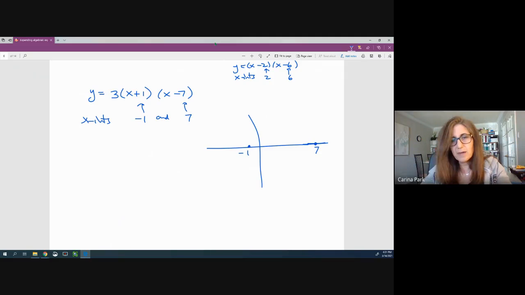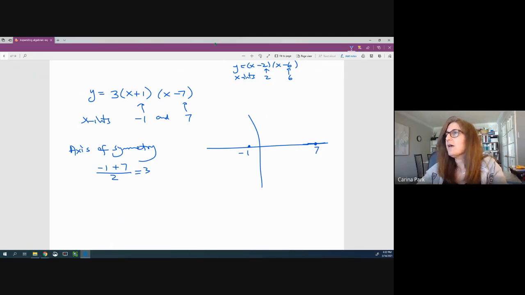Now, where is my vertex going to be, right? My vertex is going to be exactly halfway between the two x-intercepts. So it's going to sit on the axis of symmetry. We saw the axis of symmetry divides the whole parabola in half. So how do you find the middle between -1 and 7? The middle number, in other words, the average of -1 and 7. You add them up and divide by 2. That's how we find the average of two numbers. So -1 plus 7 is 6, divided by 2 is 3. So that means that at 3, we have this axis of symmetry.